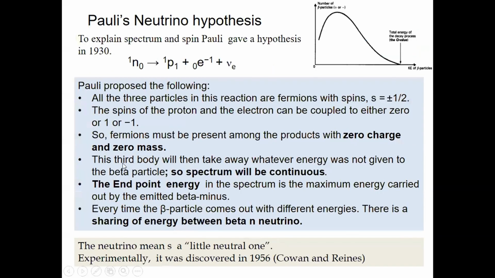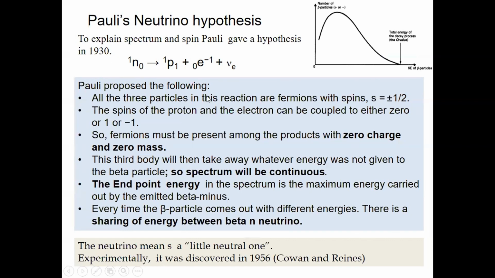We needed a further hypothesis. Pauli's neutrino hypothesis was proposed for this continuous variation of the kinetic energy of the beta particles. He said that such a spectrum, spin is also needed to be interpreted. So he said, let me introduce another particle. So it is not a two-body reaction. It is a reaction in which a neutron breaks into a proton, an electron, and a neutrino.